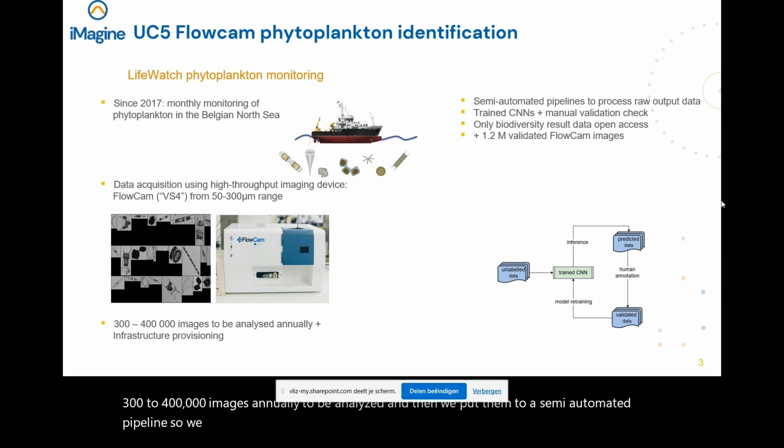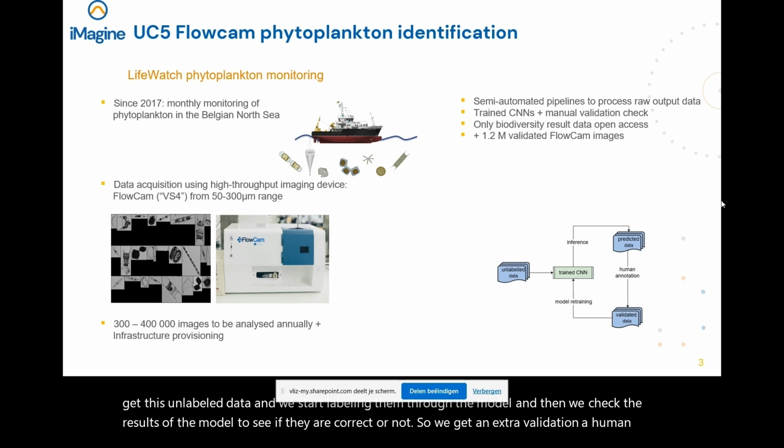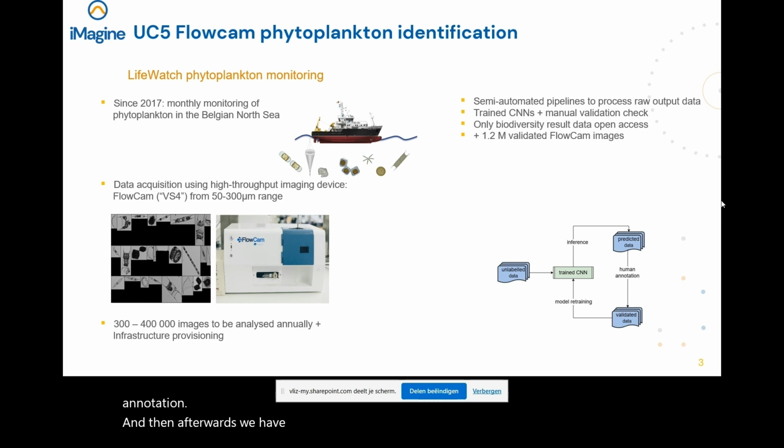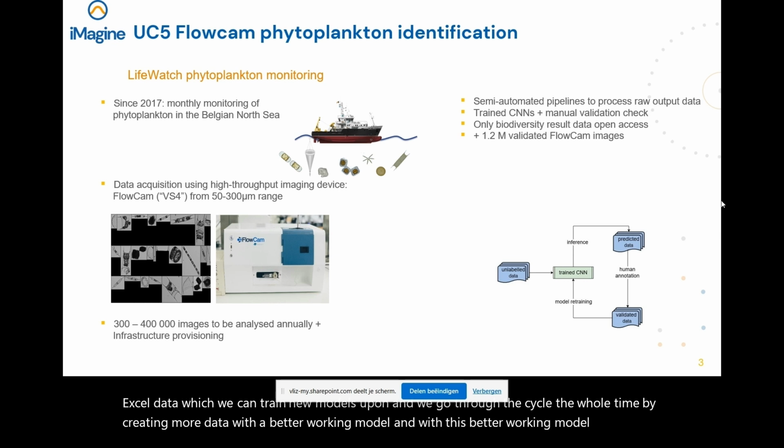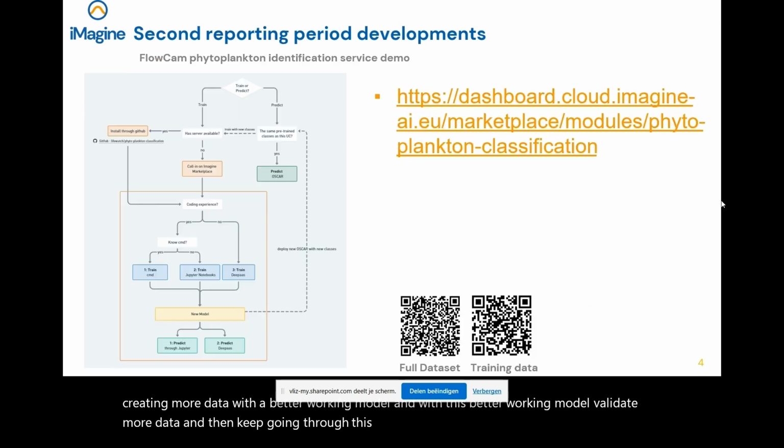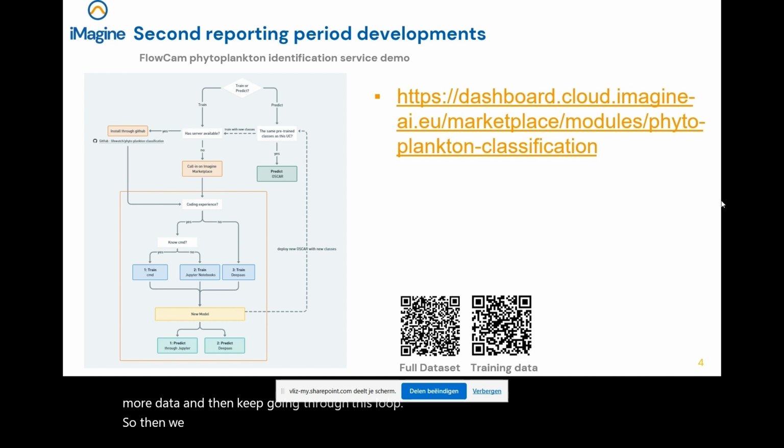So we have a current working model to do phytoplankton identification. So then we get this unlabeled data and we start labeling them through the model, and then we check the results of the model to see if they are correct or not. So we get an extra validation, a human annotation, and then afterwards we have more validated data, partly through the model that has been confirmed by the human, and then we have extra data which we can train new models upon, and we go through this cycle the whole time by creating more data with a better working model, and with this better working model validate more data, and then keep going through this loop. So then we have the most recent working model of this.